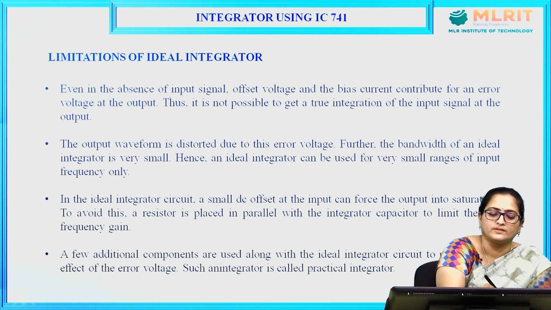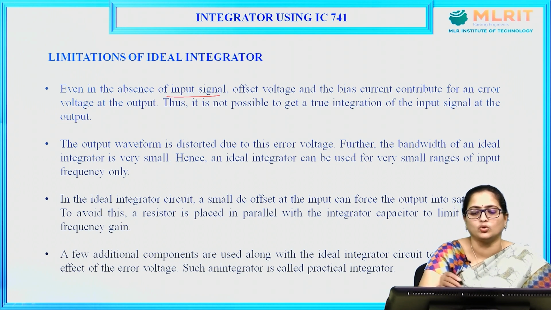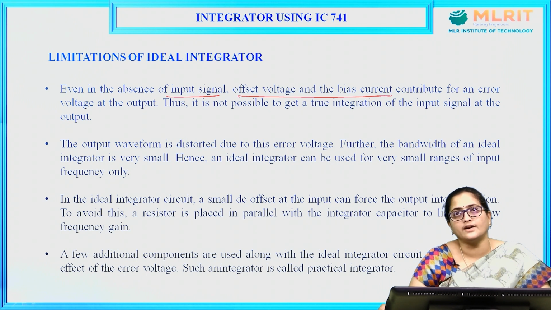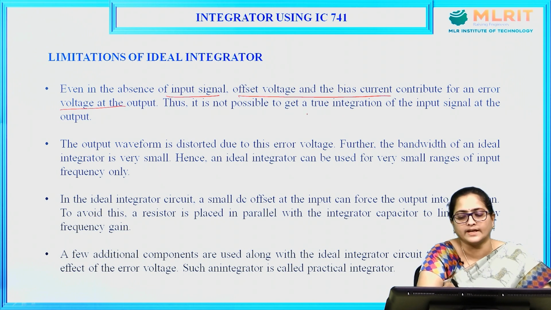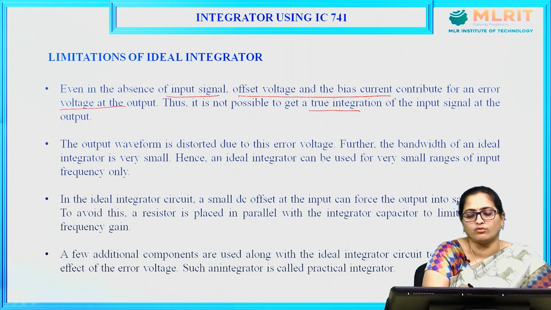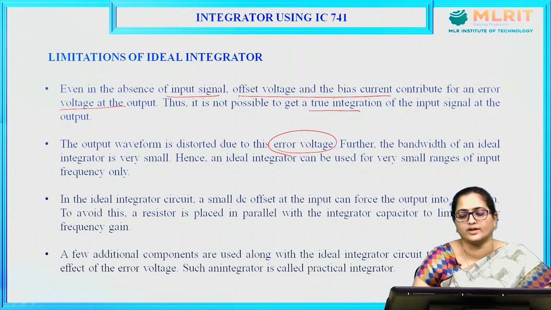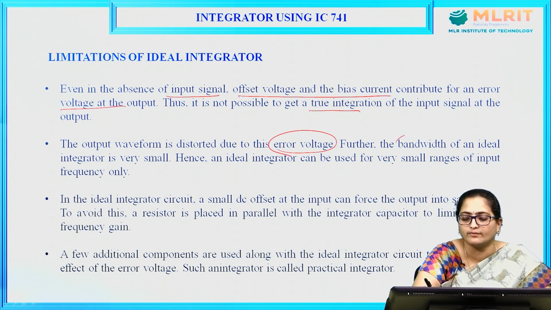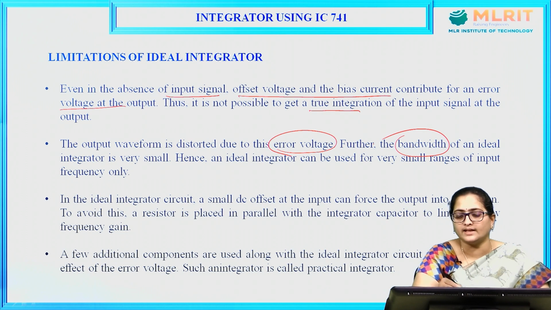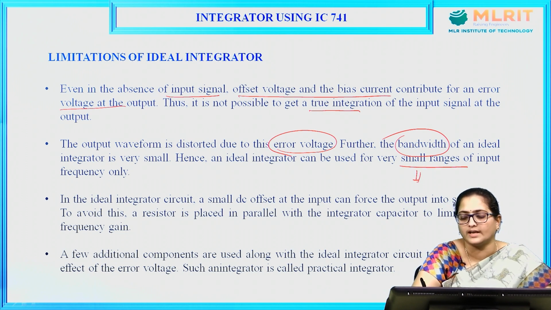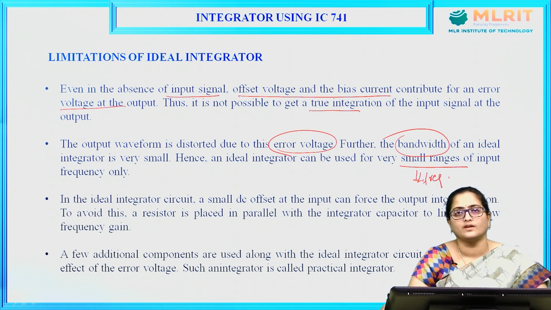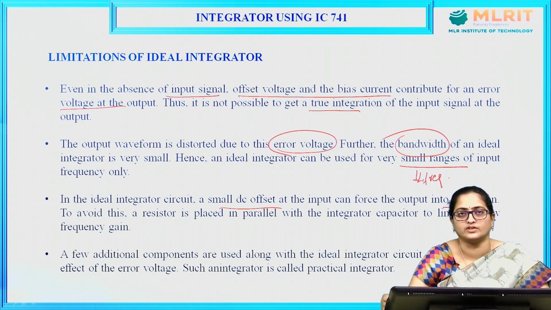In the absence of an input signal, even though you have not given an input signal, the offset voltage and the bias currents contribute an error voltage at the output, which doesn't produce a true integration of your input signal, and the output waveform will be distorted due to this error voltage, which further limits the bandwidth of an ideal op amp. Hence, an ideal integrator can be used only at low frequencies. Because of the small DC offset voltage, this ideal integrator is forced to stay in the saturation region itself.